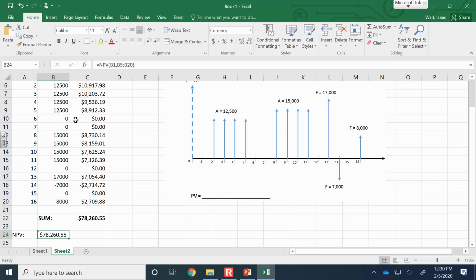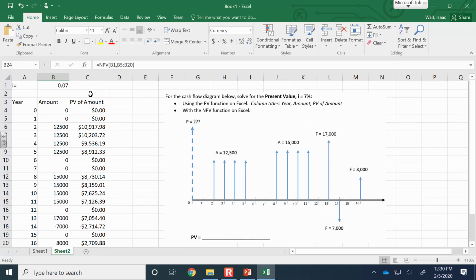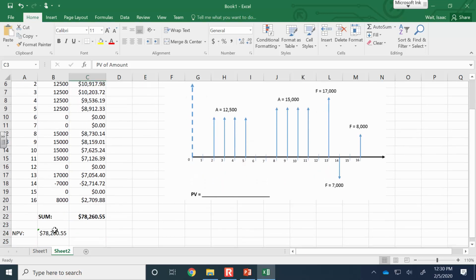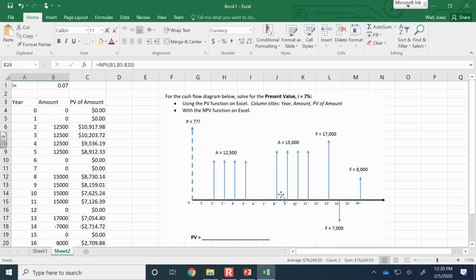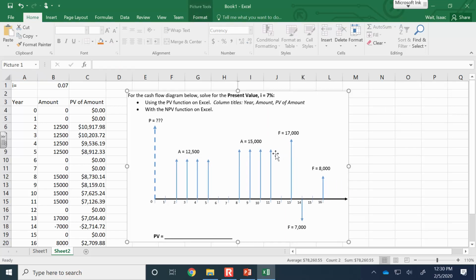So it saves us from having to do this entire PV of amount column. So sometimes you'll need to do this PV of amount anyway. Sometimes you can just use the NPV function, but it's good to be aware of both tools, both approaches. Any concept questions on finding the present value of this complex cash flow diagram?